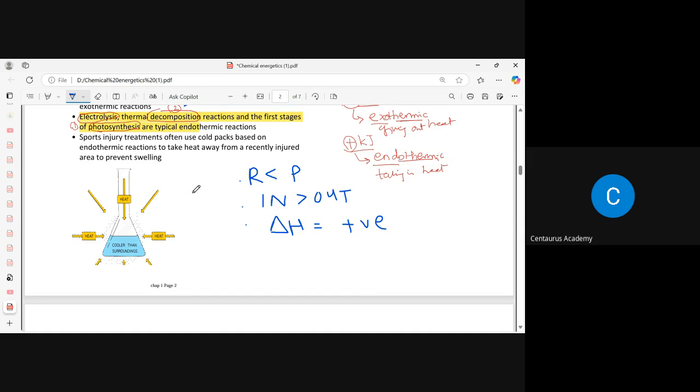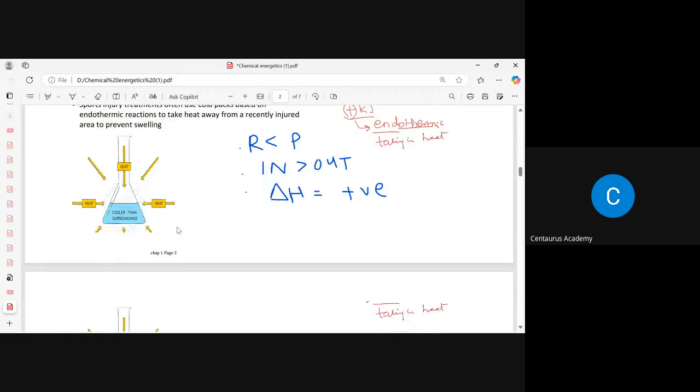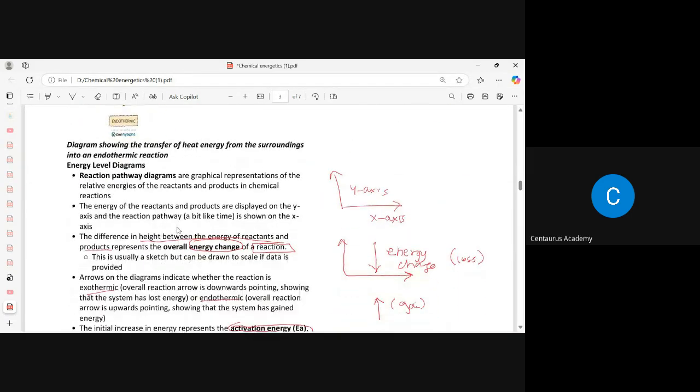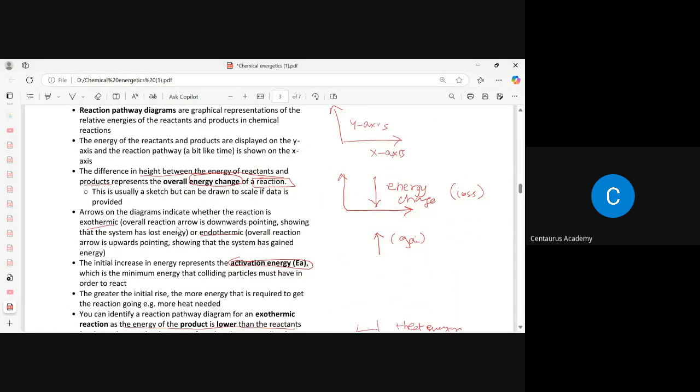Okay, it is going to take in heat energy from the surroundings, all right, from your kneecap, and it will be used to do this endothermic process. Okay, moving on. If anyone has any questions so far, let me know, please.